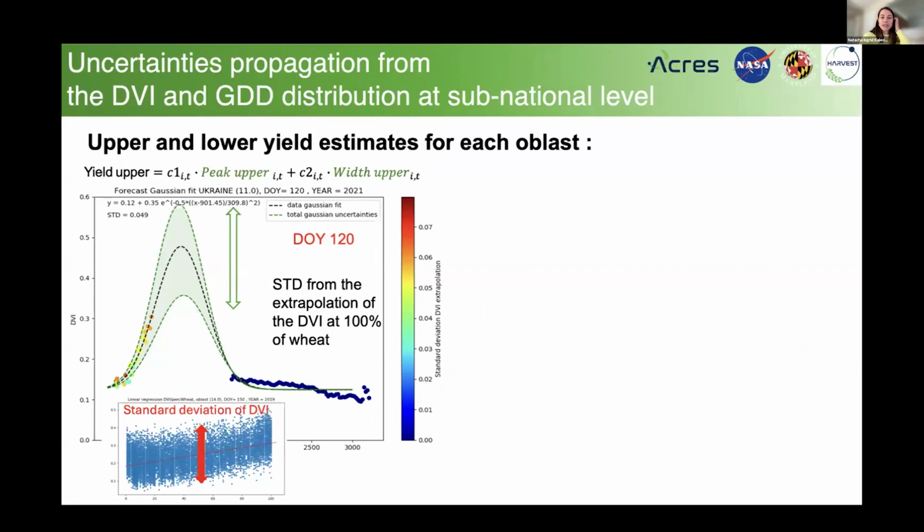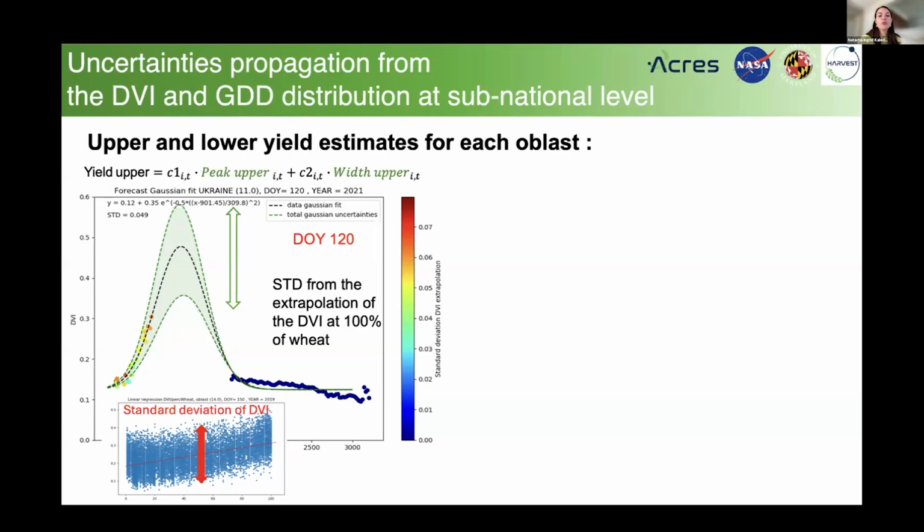Another uncertainty that we take into account in the ARYA yield model is the uncertainty due to the variability of every indicator inside the oblast. As I was showing you, for the DVI we have a huge variability inside the oblast, because the oblast is still a very big area. So we want to be able to give, at the end of the yield forecasting model, an upper yield estimate and a lower yield estimate. And so we apply the standard deviation to every DVI value, and also to the GDD.